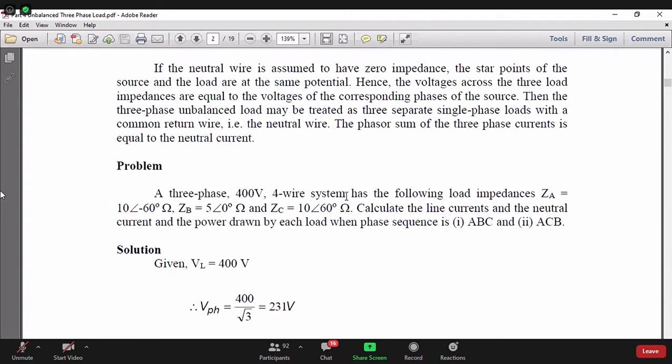that is 0. Therefore, load neutral also will have 0 potential because source and load neutrals are electrically connected. Then source voltages are given, 400 volt line voltage. So phase voltage is 400 by root 3. So therefore, I can say that at the load side, the voltage between the terminal A and the neutral is same as the voltage between terminal A and neutral of the source because both are connected. Similarly for terminal B and terminal C.